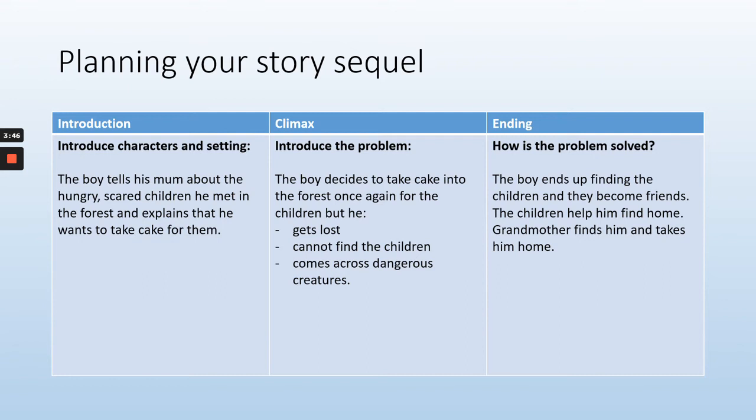Then the boy decides to take cake into the forest once again for the children, but the problem is maybe he got lost, or maybe he couldn't find the children, or maybe he came across a dangerous creature or character. Then at the ending of my story, the problem is solved because the boy ends up finding the children and they become friends. The children help him find home, and grandmother also finds him and takes him home. So check if you have a story structure like that with introduction, climax, and ending.